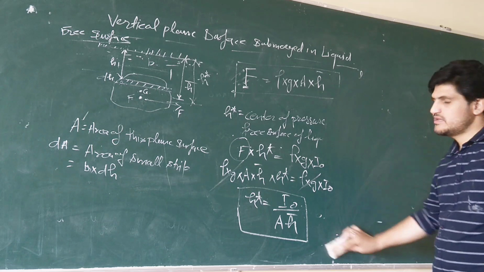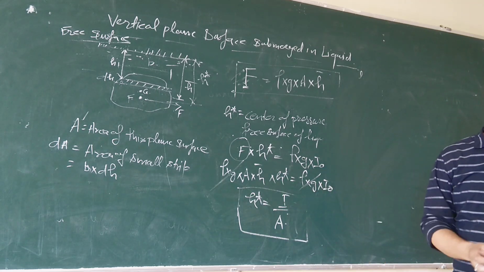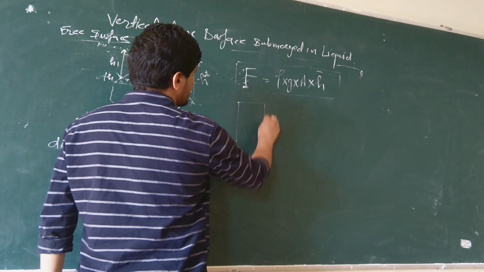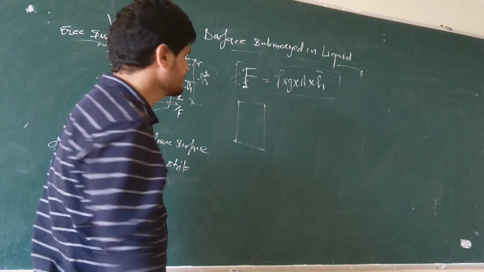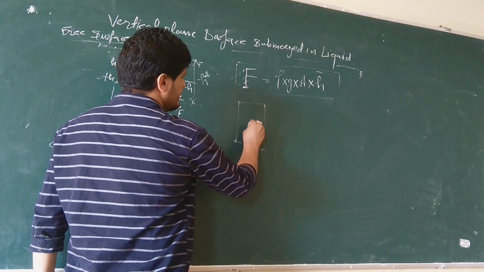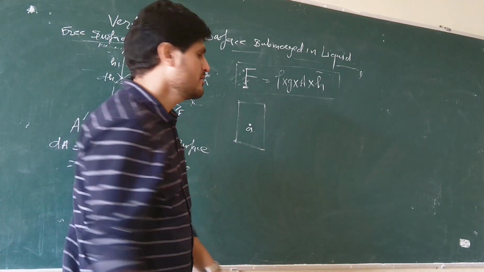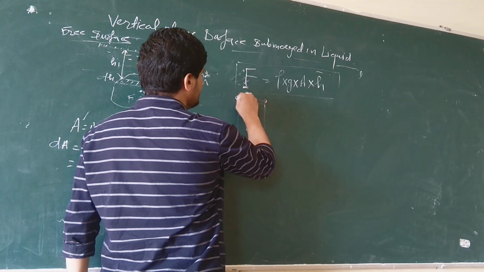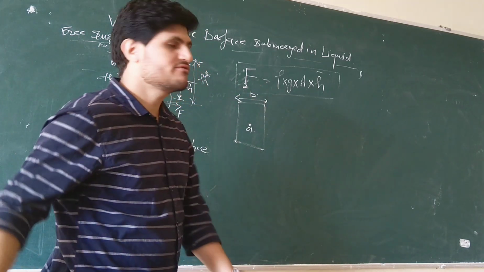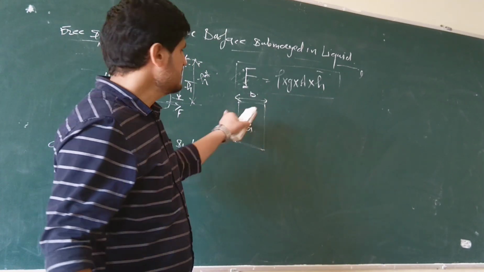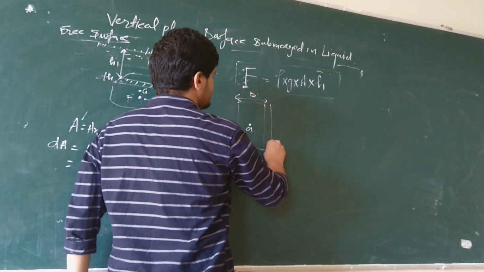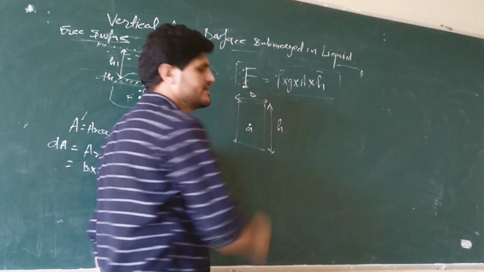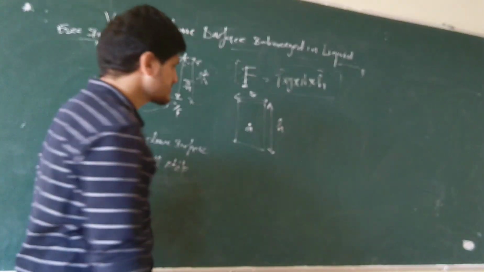By using theorem of parallel axis, right? If this is a rectangular surface, right? This is your rectangular surface. So its center of gravity is here, right? So if this is your B, this is the width of this area, right? And this is the depth, that is your h, right?